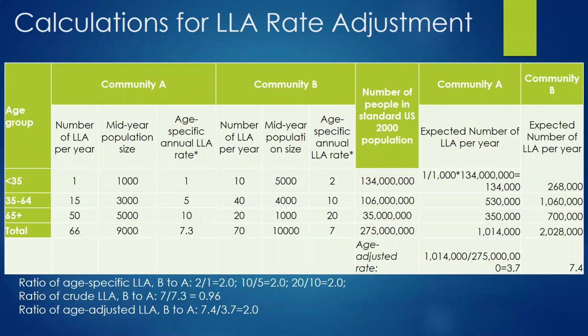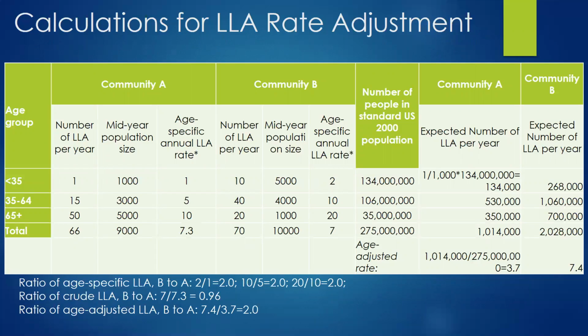So if we go on to this next slide, we can see that if we calculated the overall crude amputation rate in community A, we would just add up all those group level numbers. So we'd have 66 amputations out of 9,000 people, and that gives us an overall crude rate in community A of 7.3 amputations per 1,000. Do the same thing with community B, and we come up with a crude amputation rate of 7 per 1,000. So those look pretty similar. Based on the crude overall amputation rates, we'd say it's pretty similar in community A and community B.